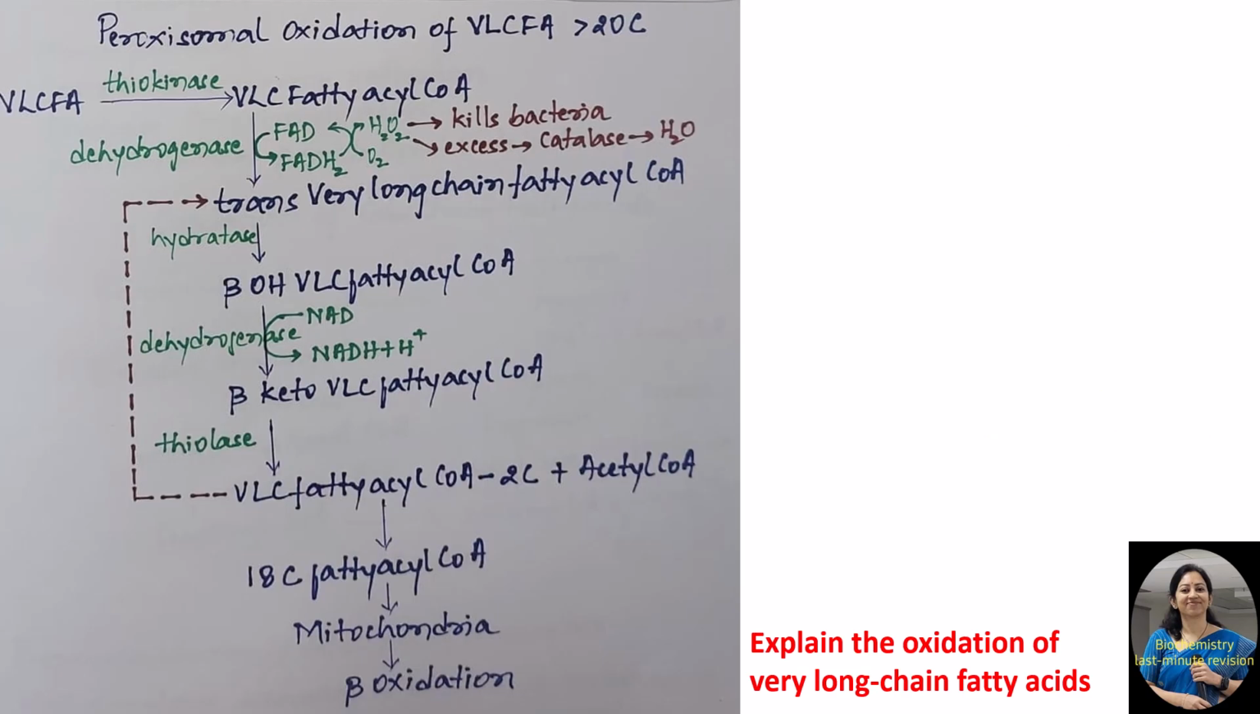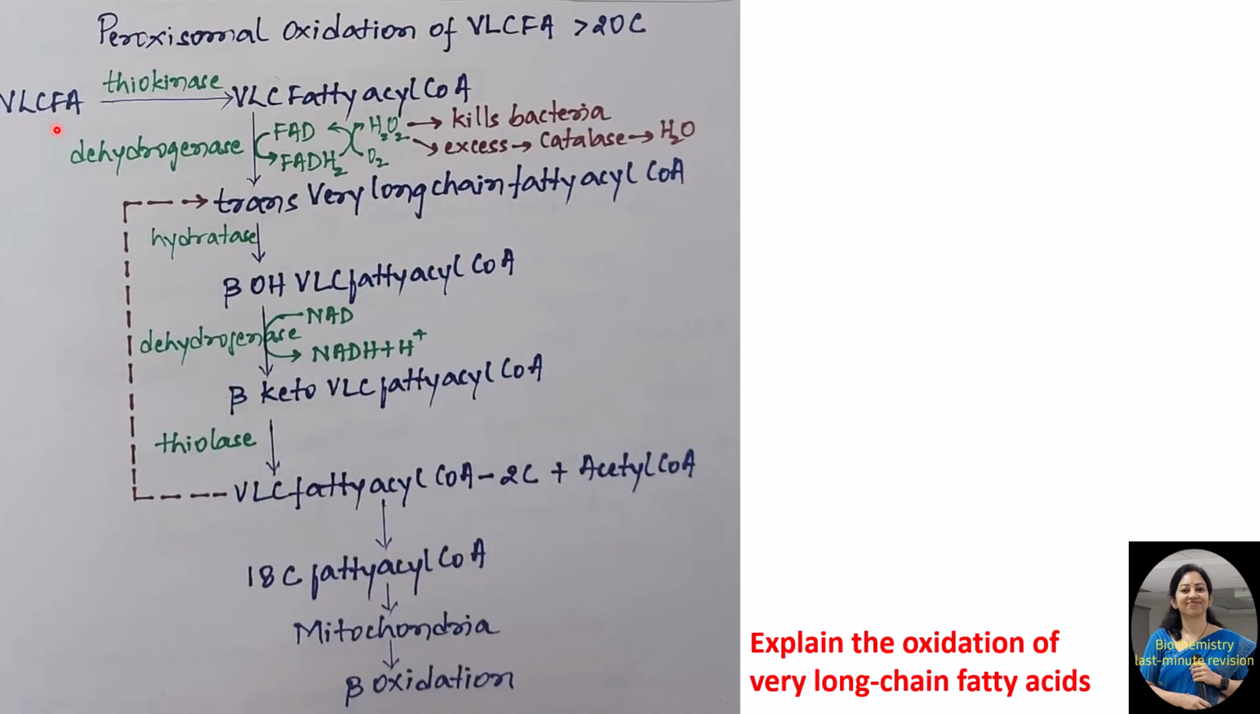Coming to one more type of oxidation of fatty acids. Now this mainly involves very long chain fatty acids, carbon length more than 22. Now this does not take place in mitochondria. It is mainly taking place in peroxisomes. So the very long chain fatty acids with carbon length more than 22 go directly to peroxisomes.